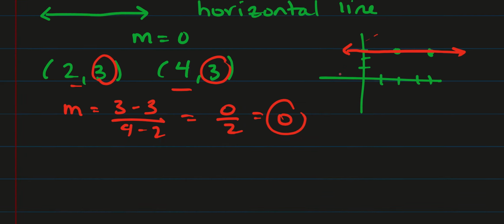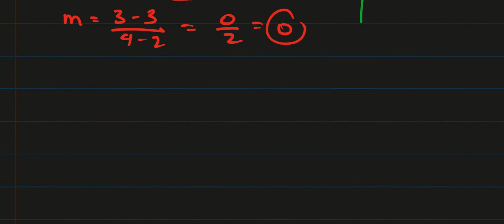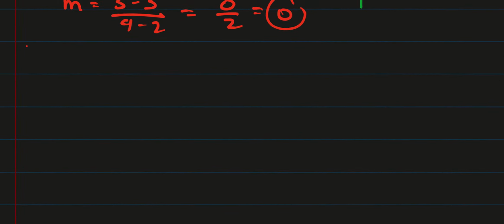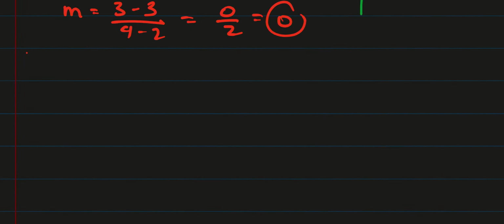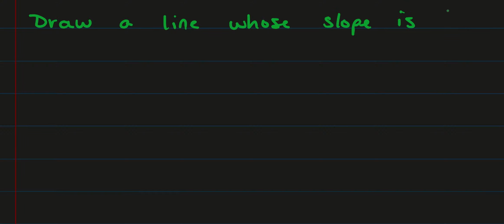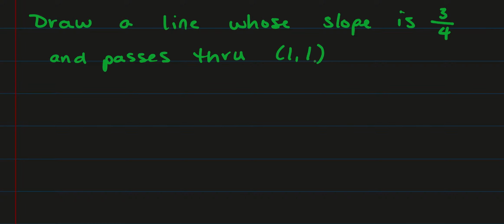Okay, let's do a couple more problems. Move down here a little bit. Okay. I want to draw a line whose slope is 3 divided by 4 and passes through the point (1, 1). Let's see if we can do this.